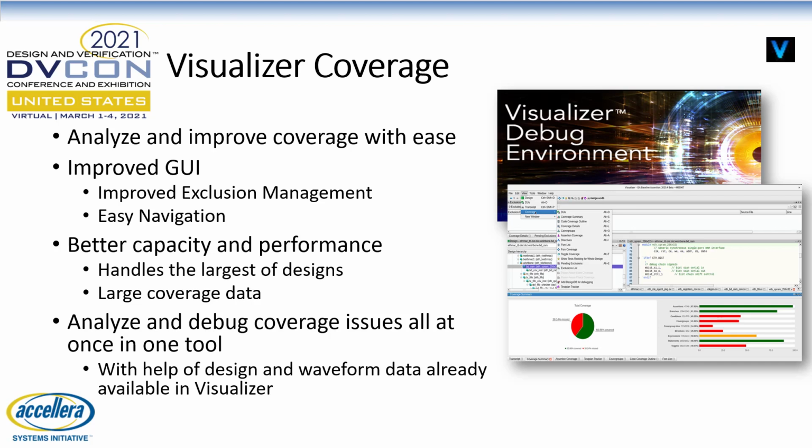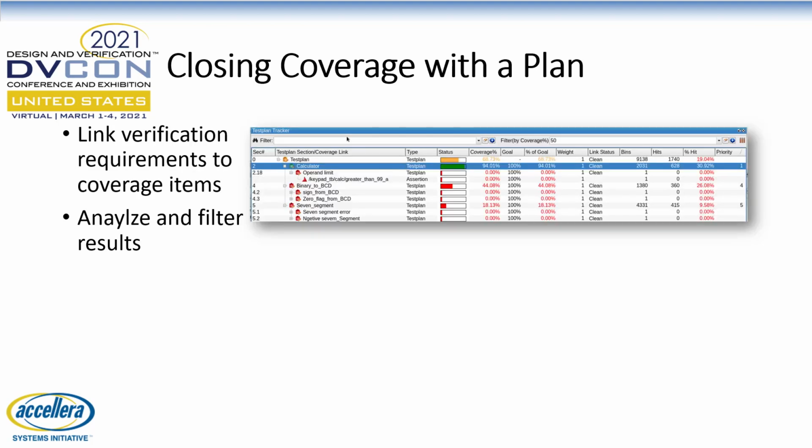With the waveform and design data already in Visualizer, we're able to leverage that information to help you see your coverage results in context. We've talked about the necessity of having a verification plan, and we've integrated that into Visualizer. So we link verification requirements to specific coverage items in your verification environment. From there, you can analyze and filter the results as much as you want. We'll see in a minute how this works, but one thing you'll notice is that the navigation through the design is structural. It's based completely on the hierarchy of the design and the test bench.